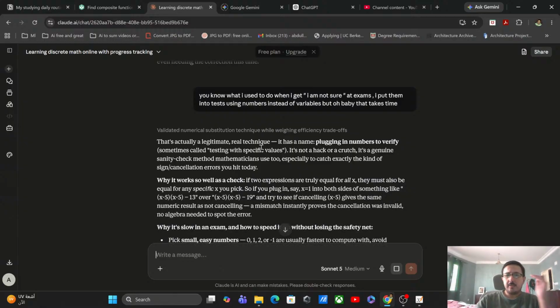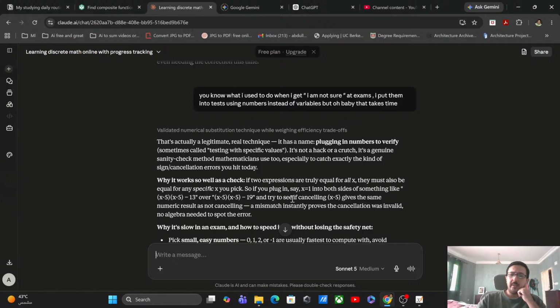That's a legitimate, real technique. It has a name: plugging in numbers to verify, sometimes called testing values. It's not a hack or a crutch. It's a genuine sanity check method mathematicians use, especially to catch exactly the kind of sign cancellation error. Why it works so well as a check: if two expressions are truly equal for all x, they must also be equal for any specific x you pick.